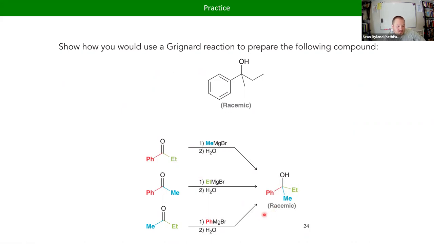And all of these though are gonna make the racemic mixture, meaning R and S, because we're starting from something that was planar, right? In all of these cases, we have our nucleophile attacking the carbonyl carbon, which is flat, which means there's an equal probability that it attacks from on top or from underneath. So we're gonna get the mixture of the R and the S no matter which of these we start with.